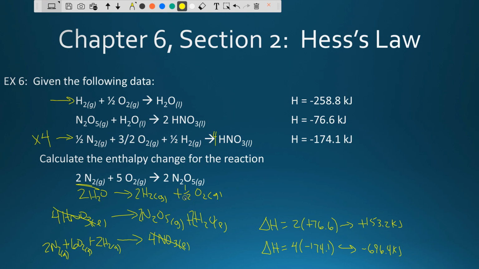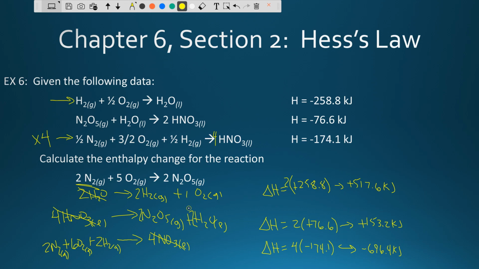2 times 1 is 2, divided by 2 would be 1 now, oxygen. And I'm actually going to write the 1 in there. So that takes care of this. And remember that I doubled everything and I flipped it. So my delta H is going to be a plus 258.8. But I doubled everything. So that ends up being a plus 517.6 kilojoules.